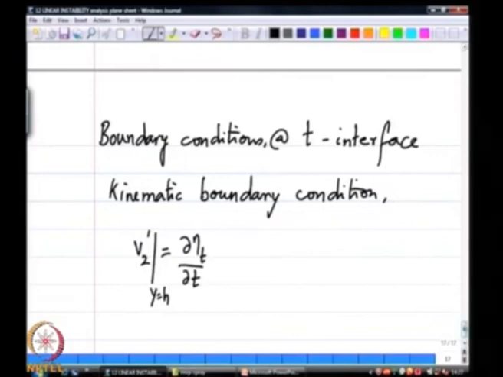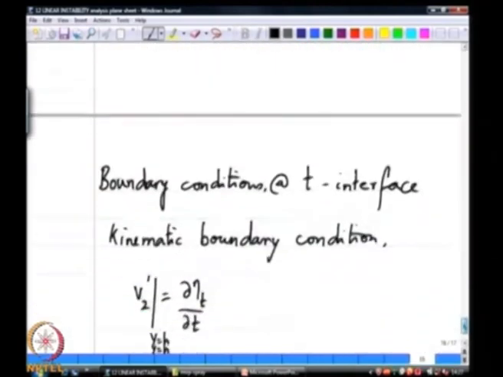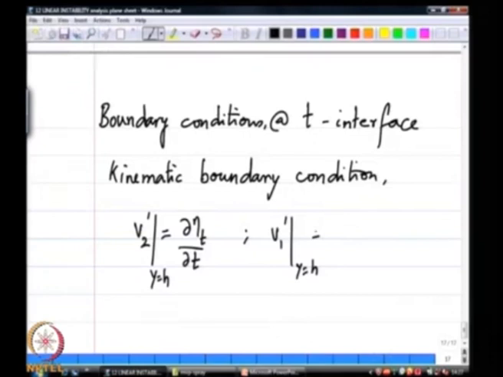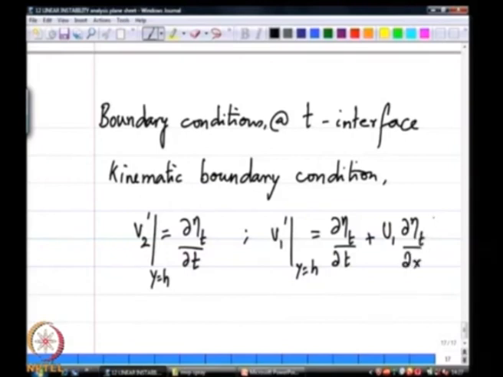From fluid 1's point of view, V 1 prime at y equal to h has to equal the partial derivative of eta t with respect to t plus u 1 times the partial derivative of eta t with respect to x, and all these derivatives are evaluated at the unperturbed free surface.